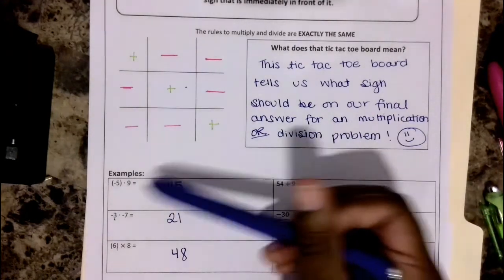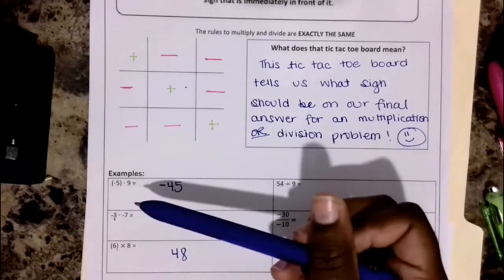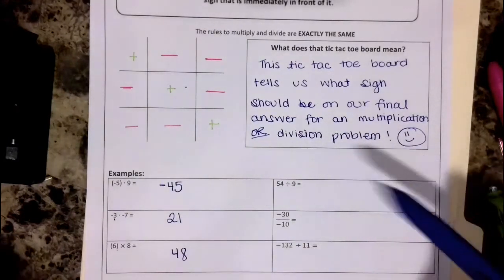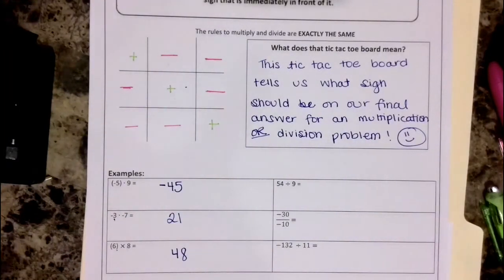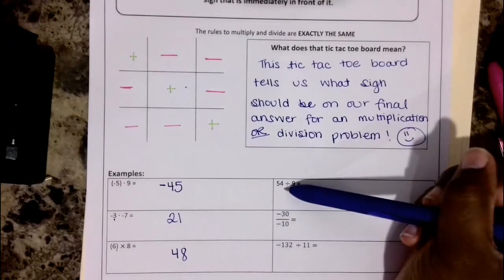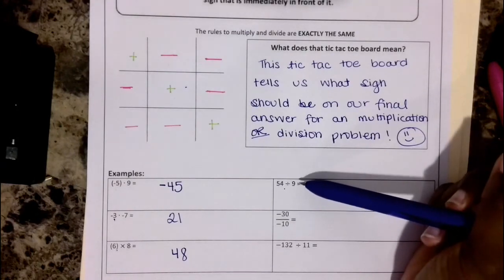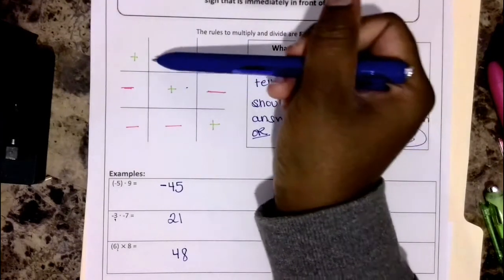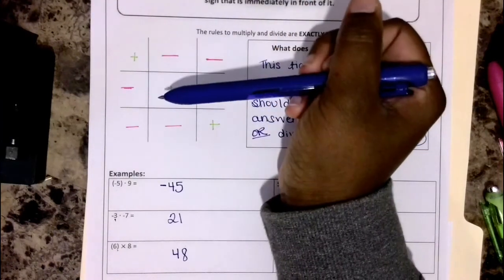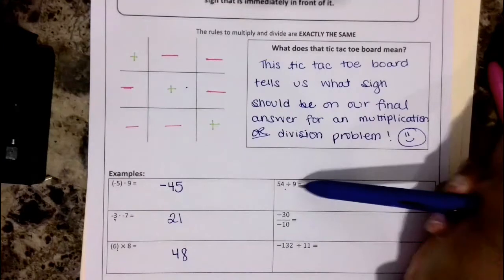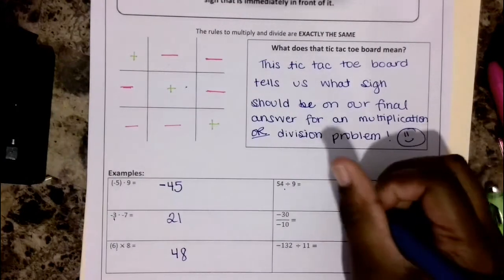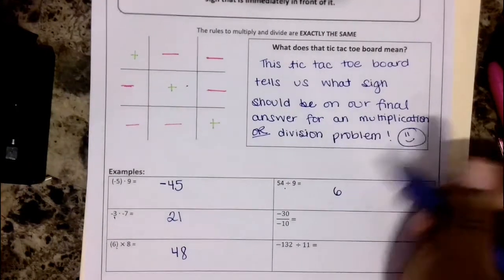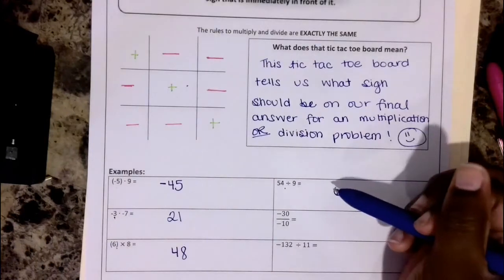So we just practiced our rules for multiplication. Let's look at the same rules for division. I have a +54 being divided by a +9. A positive divided by a positive will give me a positive quotient. 54 divided by 9 is 6. And I know again that my quotient should be positive.